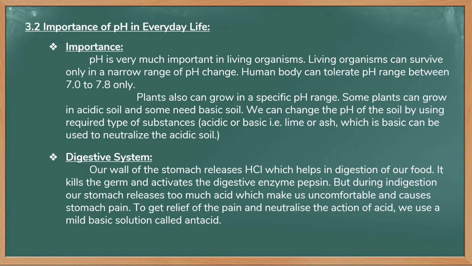Role of pH in the human digestive system. The wall of our stomach releases HCl, which helps in digestion of our food. It kills germs and activates the digestive enzyme pepsin. But during indigestion our stomach releases too much acid, which makes us uncomfortable and causes stomach pain. To get relief from the pain and neutralize the action of acid, we use a mild basic solution called antacid.